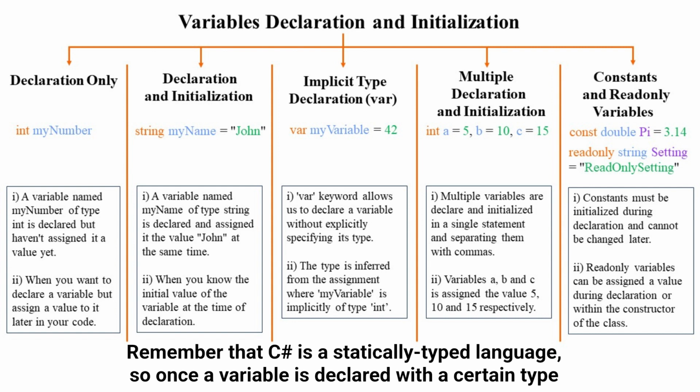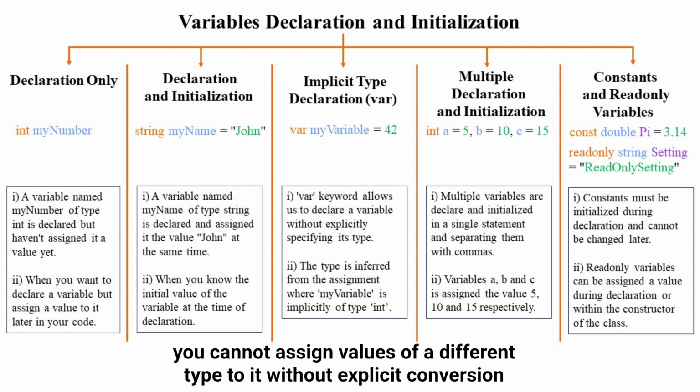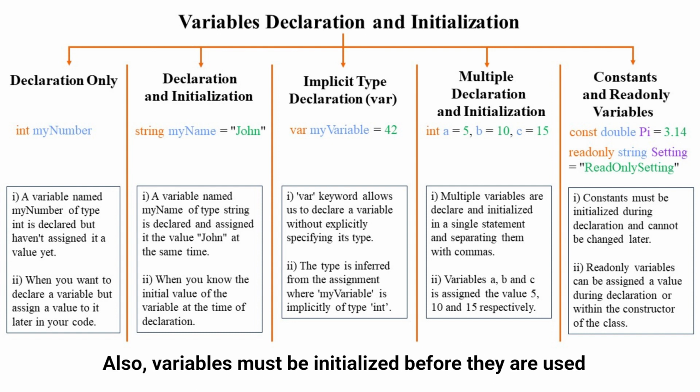Remember that C# is a statically typed language, so once a variable is declared with a certain type, you cannot assign values of a different type to it without explicit conversion. Also, variables must be initialized before they are used.